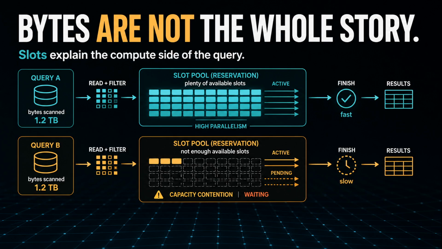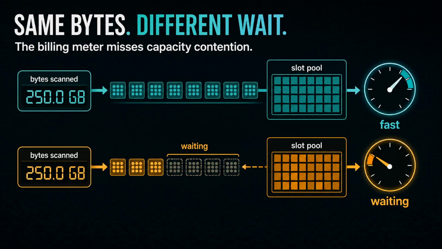Imagine two BigQuery queries that scan almost the same number of bytes. One comes back in about 4 seconds. The other crawls for 2 minutes while the whole team starts asking who launched the monster job. Oh man, that one. Same bytes, wildly different weight. And the billing console still swears they cost the same because it only counts bytes. So bytes are clearly not the whole story.